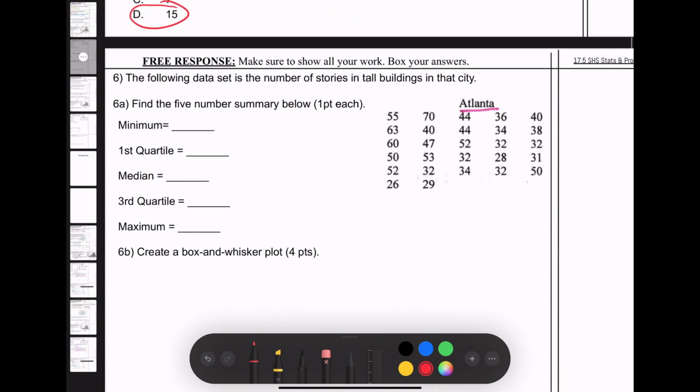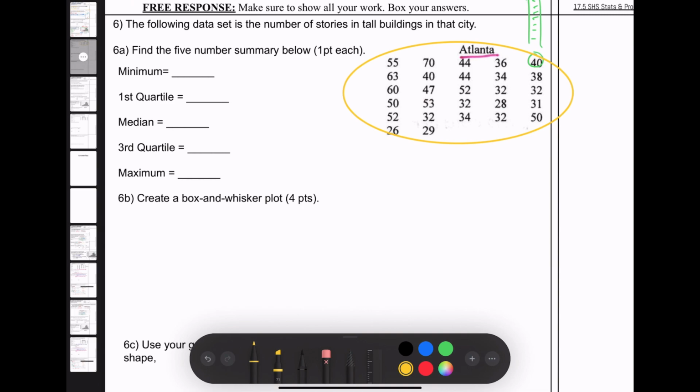Backside, the following data set is the number of stories in tall buildings in the city. So for example, this has 44 stories. Find the 5-number summary below. Okay, so I'm just going to go ahead and put all these numbers into Desmos, and it actually does not matter what is least, the smallest.